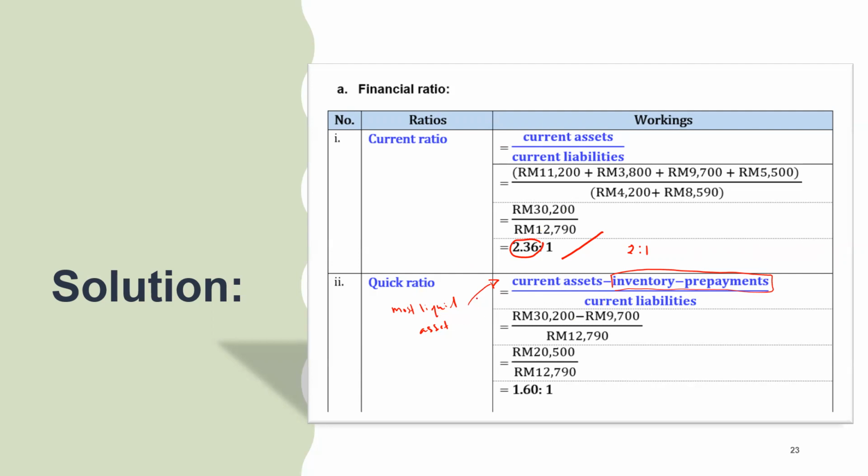Therefore, to find the most liquid asset, we have to subtract the assets that are not liquid, that is inventory and prepayment. From the case, we only have inventory in our question. We don't have any prepayment item. Therefore, we only minus the closing inventory and divide by the current liabilities. As you can see, the result is 1.6 to 1. Even though it's lower than 2, it's still greater than 1. So it shows that the business is still able to pay its current obligations when they come due.